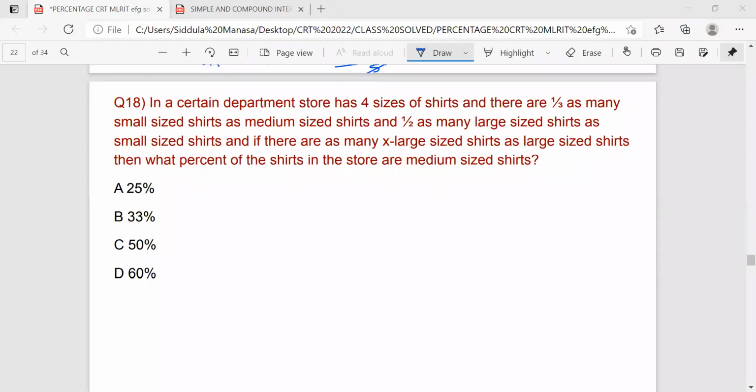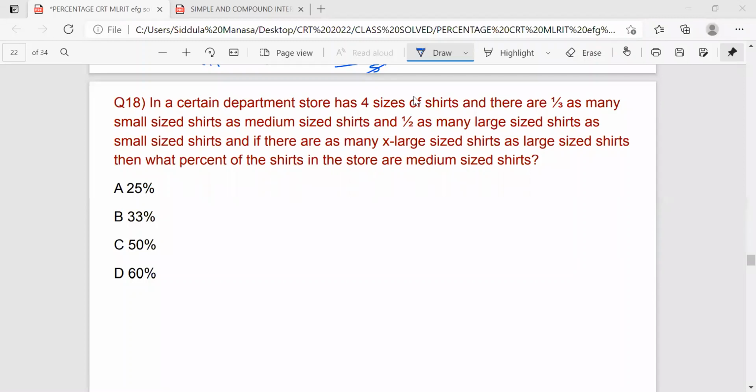Okay. Are you maintaining the updated class notes? How many of you are maintaining the updated class notes? Just type updated, or raise your hand. Okay, good. Right, so we'll start with question number 18, students.